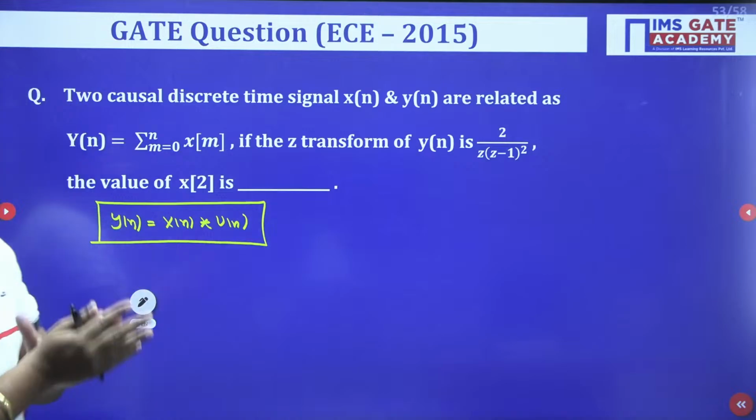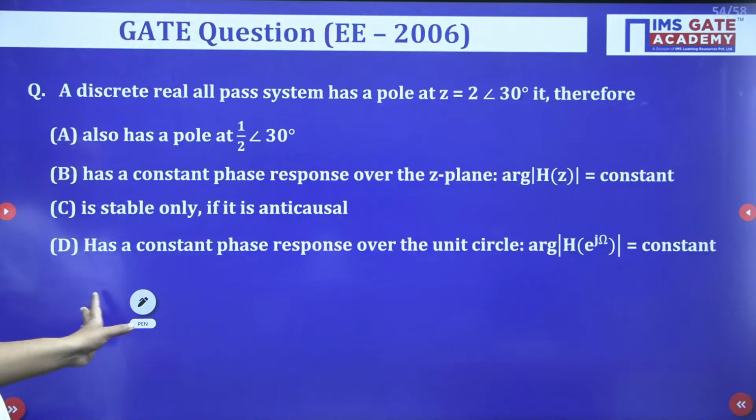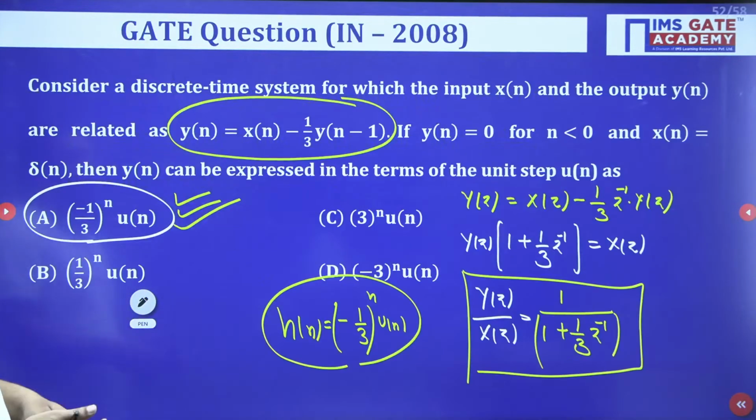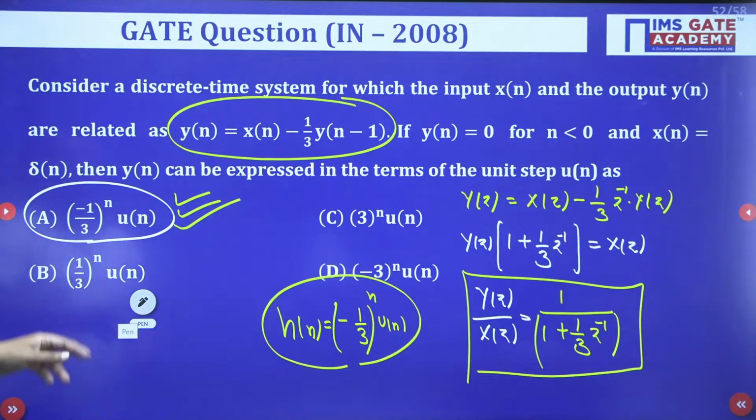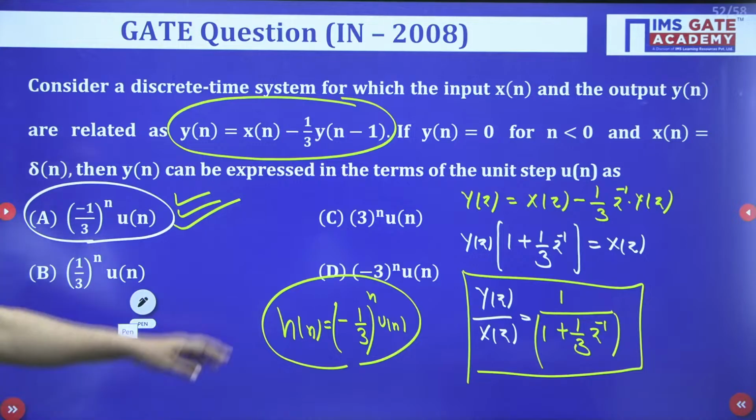Where did the value of h[n] come? Are you asking for the last question? Okay. Consider a discrete time system with the input x[n] and output y[n]. x[n] equal to delta[n]. Then express y[n] in terms of the step signal.